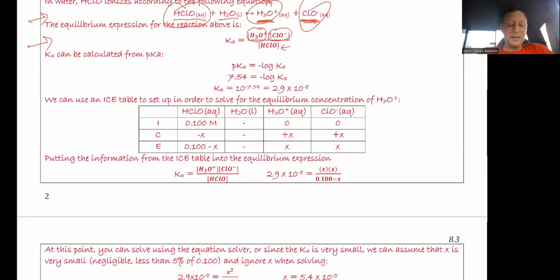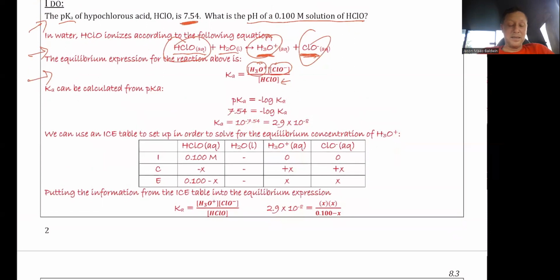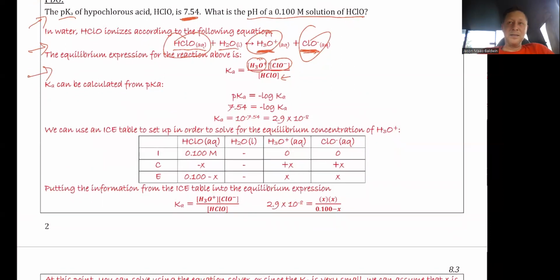Ka can be calculated from pKa, because we need it to be in Ka values to do these problems. So the first thing I'm going to do is just convert pKa to Ka. pKa is the negative log of the Ka, and thus Ka is equal to 10 to the minus pKa. I'll just write it over here. And so we get that the Ka is that right there, which, how can that be helpful?